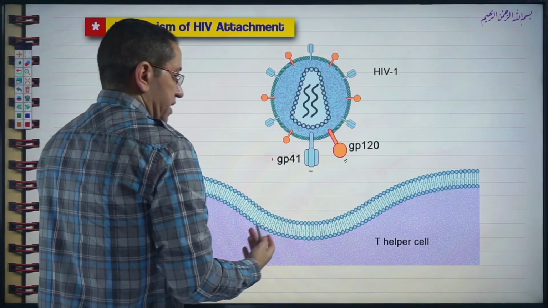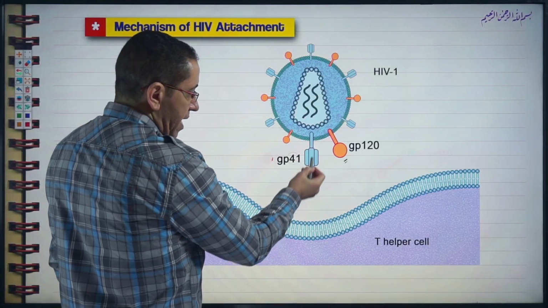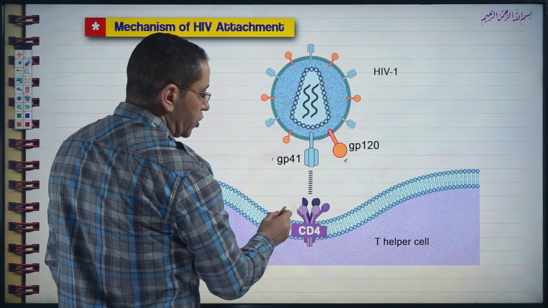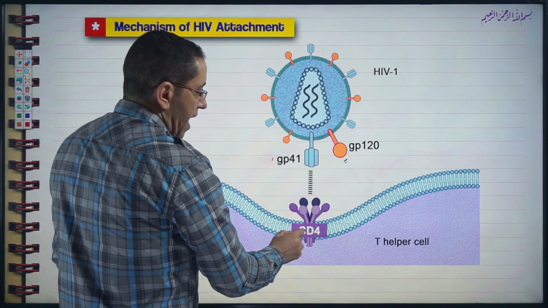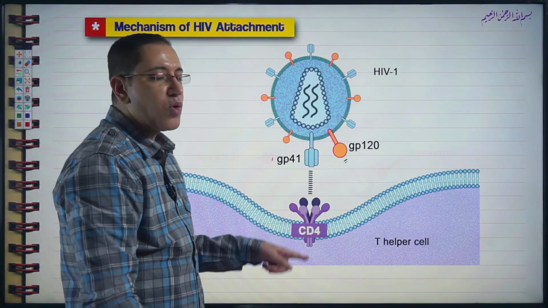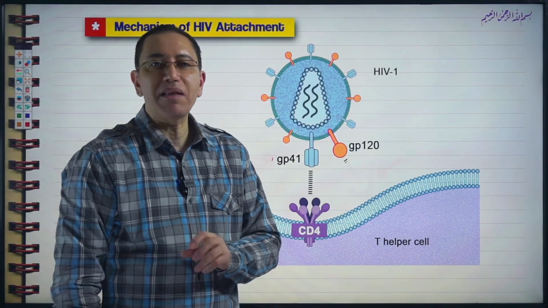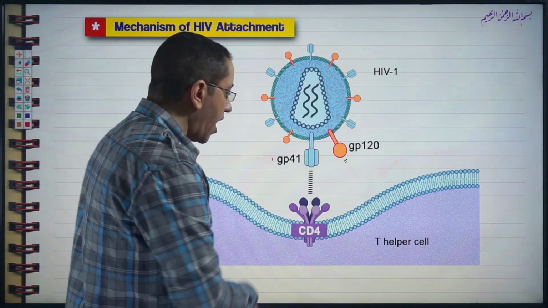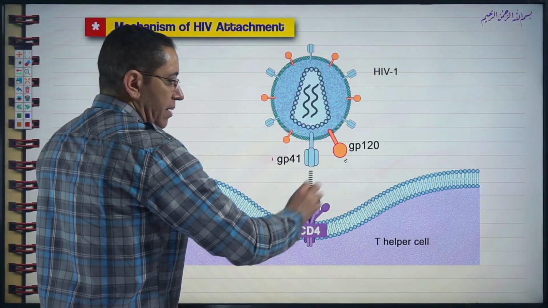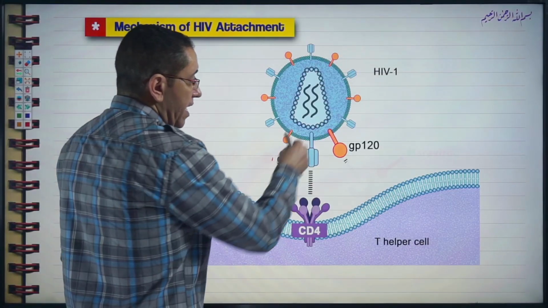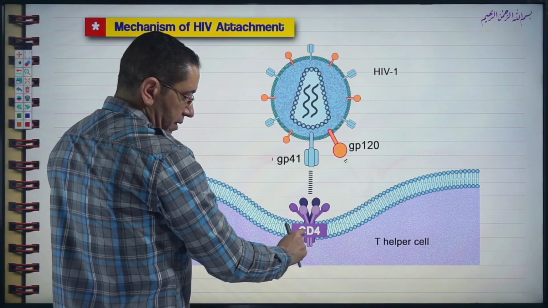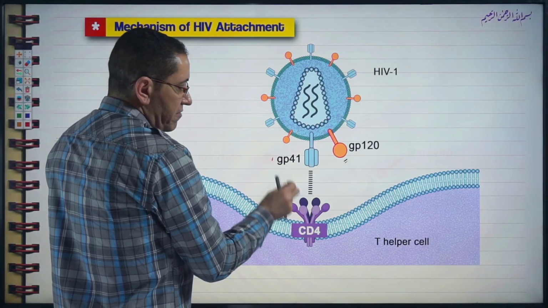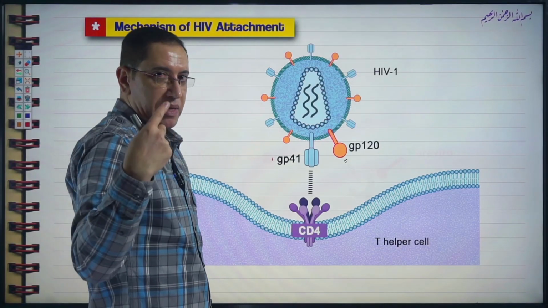Where does it attach exactly? When this glycoprotein 41 reaches the T helper cell, it finds a receptor on the surface of the T helper cell that's called CD4. This receptor that's called CD4 is the one that characterizes the T helper cell, so that we sometimes call the T helper cell CD4 cells, which is the most famous receptor on the surface of the T helper cell. So the virus attaches to this receptor by its GP41. Remember them so you don't forget this.